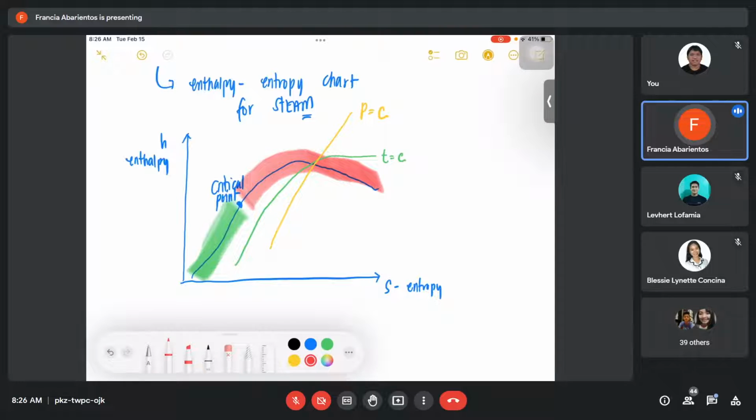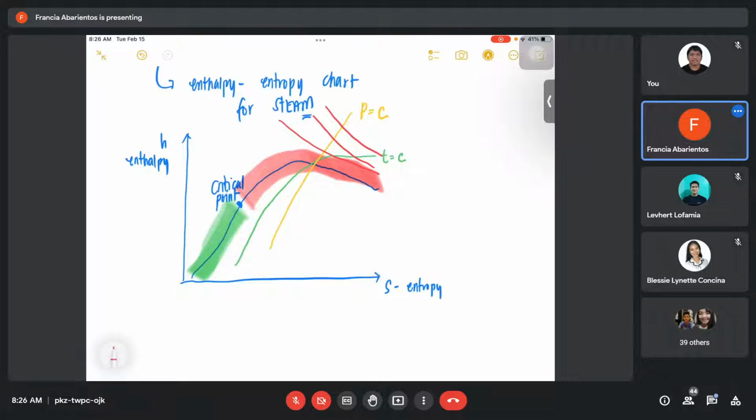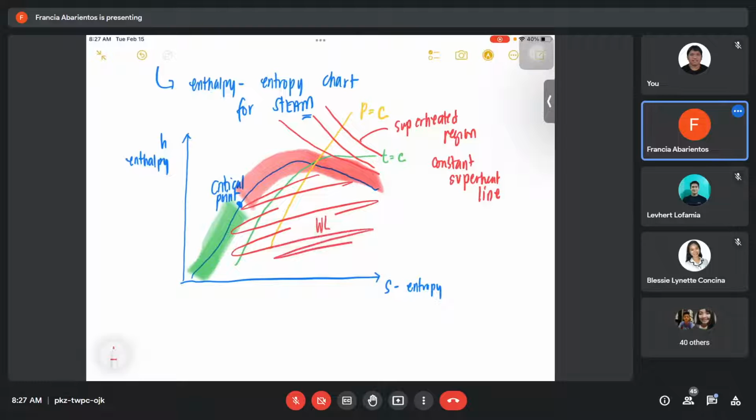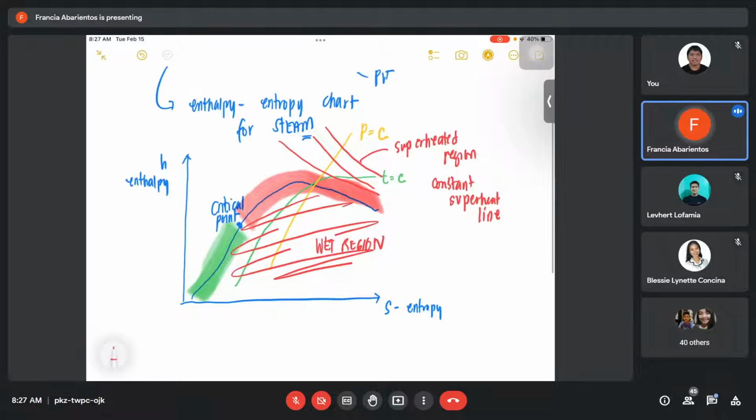Bakit? Kasi may degree of superheat na dito, class, sa taas. Okay? So, yan. Magmi-meet na sila dyan. This is the superheated or the superheat region or tinatawag nating constant superheat line. Okay. Yung nasa loob class, this is always the wet region. Yan palagi class yung wet region natin. Okay. Yan. So, nakita nyo?